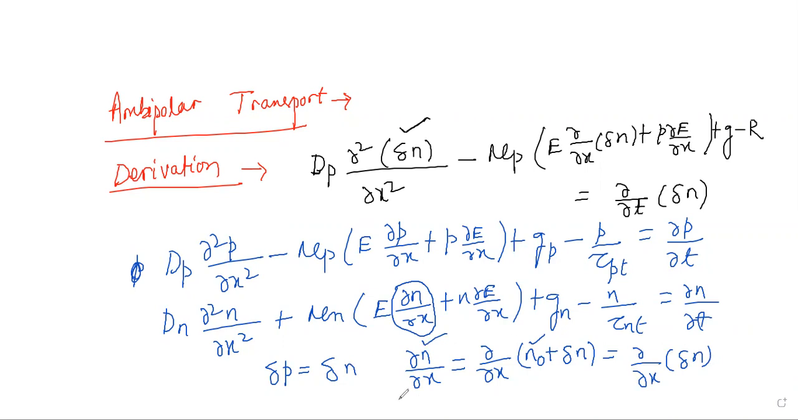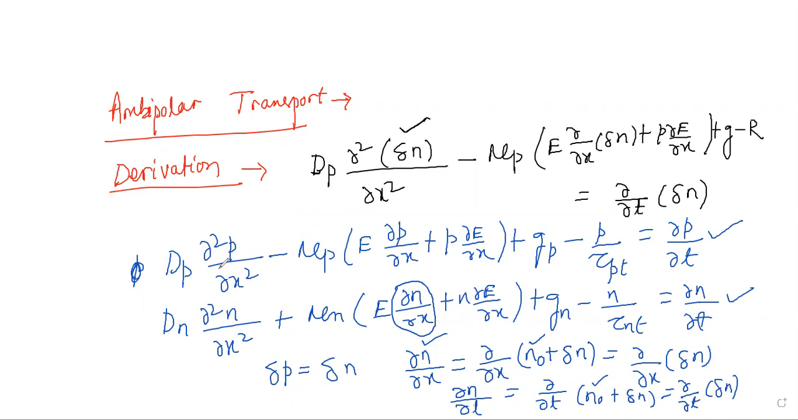Similarly, del n by del t can be written as del by del t of n0 plus delta n, the excess carrier. That will also give us del n0 by del t is 0 because the n0 value is constant. So del by del t of delta n will be there. Now in these original equations you can substitute all these values.